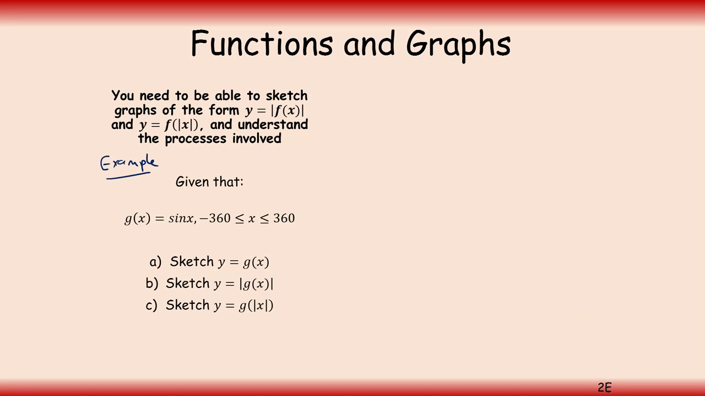This time we're given g of x equals sine x, so it's a sine curve between minus 360 and 360. Sketch the function first, part A, then sketch the modulus of the function, and then part C, sketch the function of the modulus of x. Okay, so we're quite happy with our sine curve. I hope we are. Good. Between 360 and minus 360.